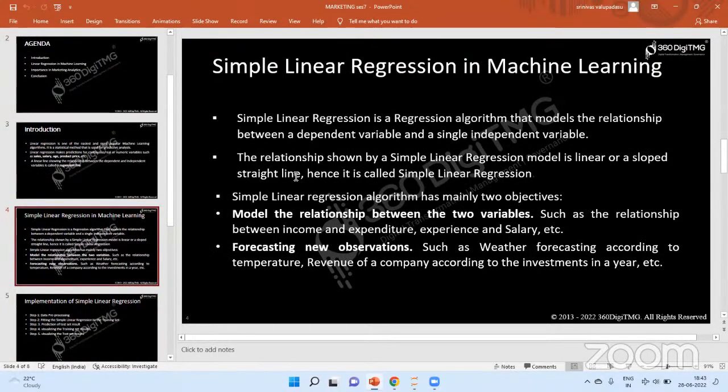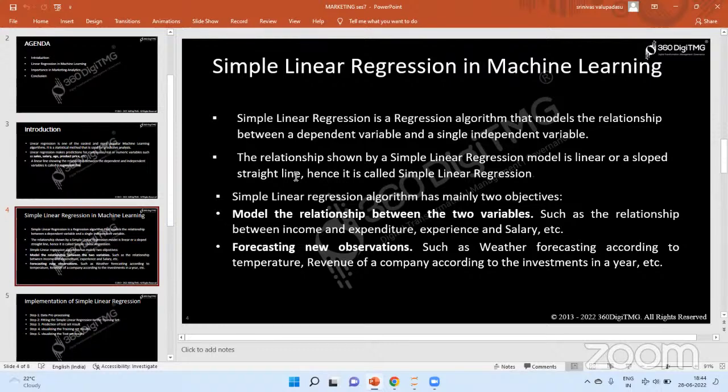Simple linear regression in machine learning is a very simple algorithm, a simple concept. We have two columns, one dependent and another independent, and we try to establish the relation between these two. For example, income and expenditure. Income will be the output variable and expenditure is independent. We can predict the income based on expenditure.